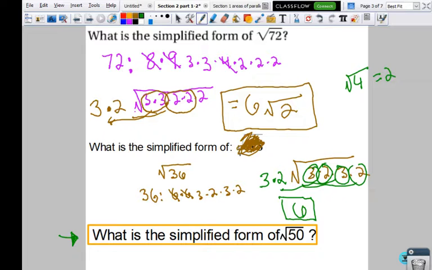Whenever there's pairs, as long as there's no pairs. Alright, let's go over this one.